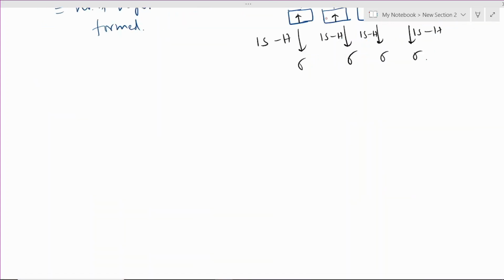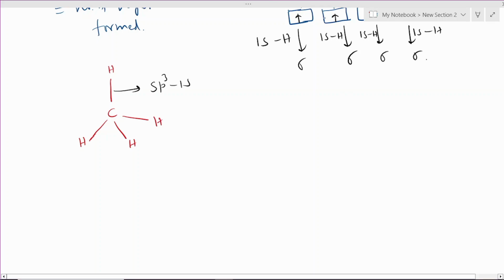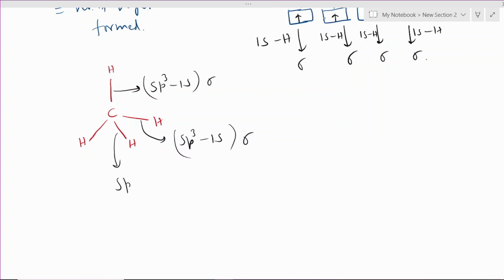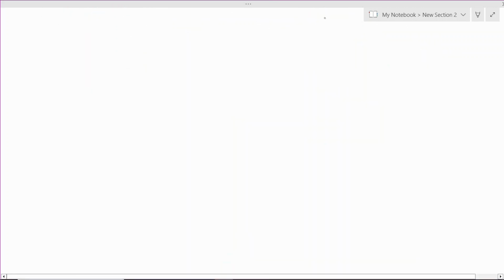So if we draw the methane, this is sp3-1s sigma bond, this also sp3-1s sigma bond, this also sp3-1s sigma bond, this also sp3-1s sigma bond. Now we will discuss about sp2 hybridization.